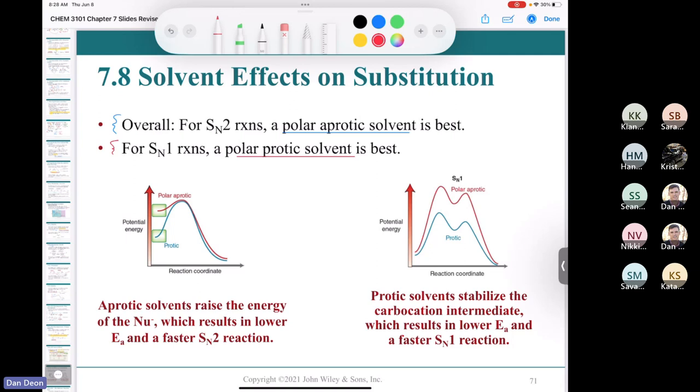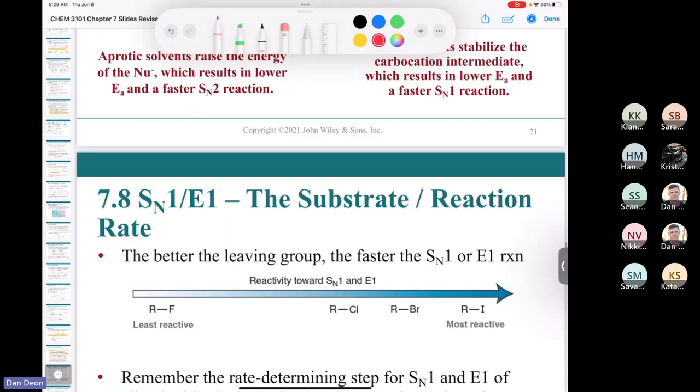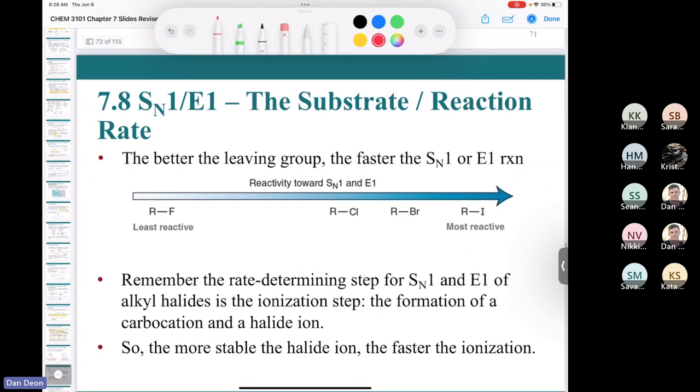I'm not going to really quiz you on the details of this a whole lot. But I would say it's worth knowing what's on this slide here for sure. And I think you could have guessed this anyway. It says the better the leaving group, the faster the SN1 or the E1. Well, that makes sense because if the first step is loss of leaving group, doesn't it make sense that the better your leaving group is, the faster the reaction would be?